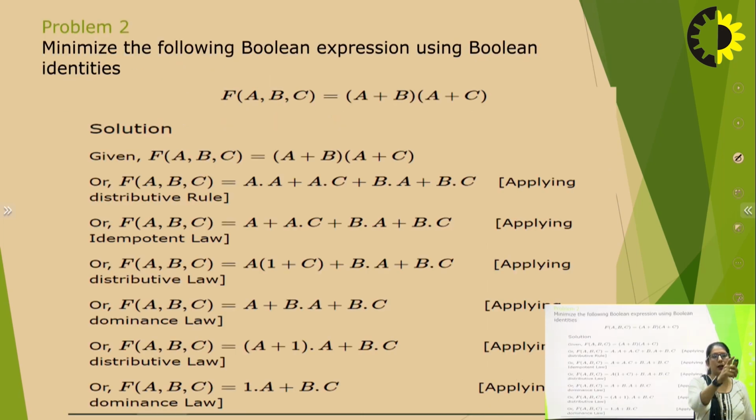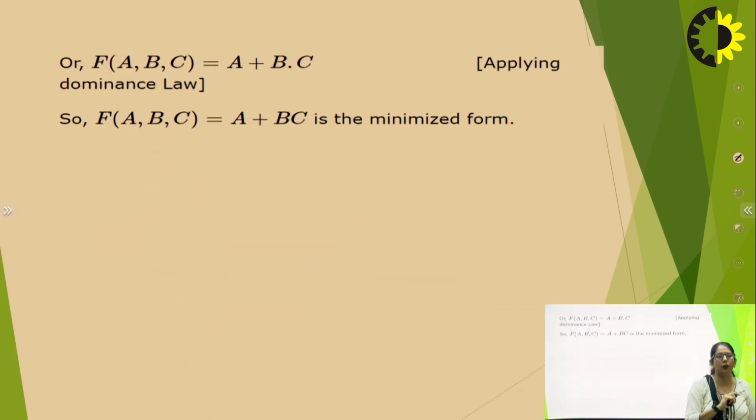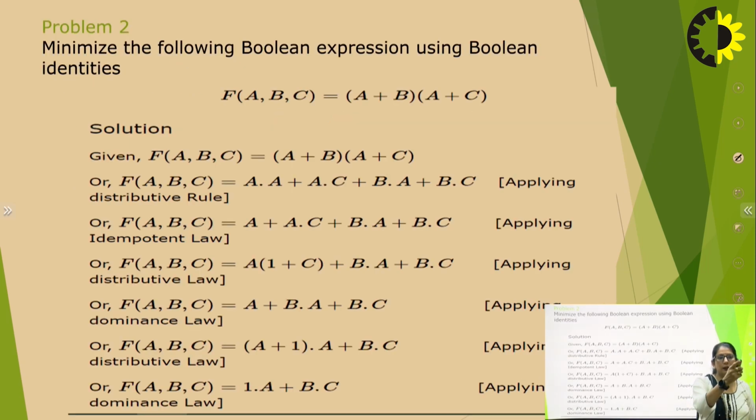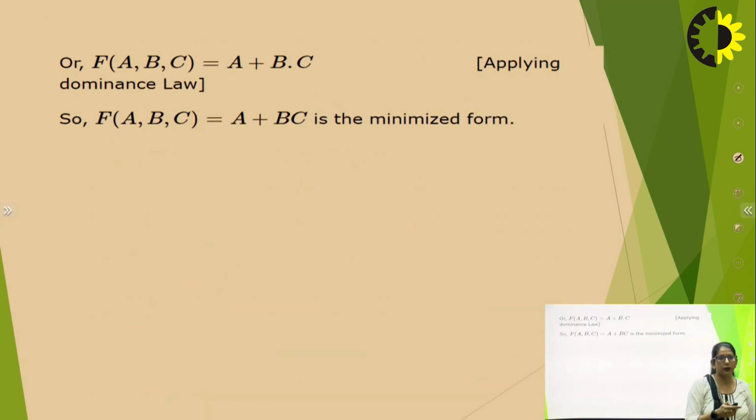See here, earlier it was given (A plus B) dot (A plus C). Now what is the final outcome? That is just A plus BC. So the number of gates will get reduced automatically, because in this one we require 2 OR gates and 1 AND gate, right? But here we require 1 OR with 1 AND gate, right? So in this way the minimization will be done.